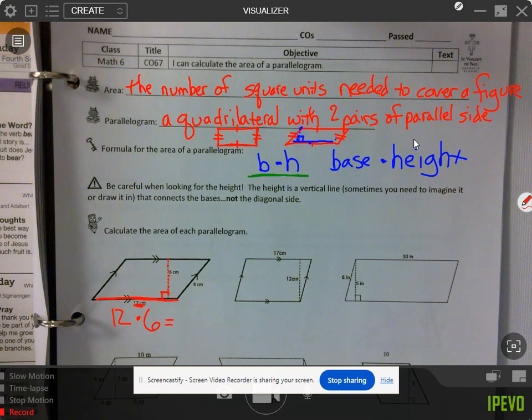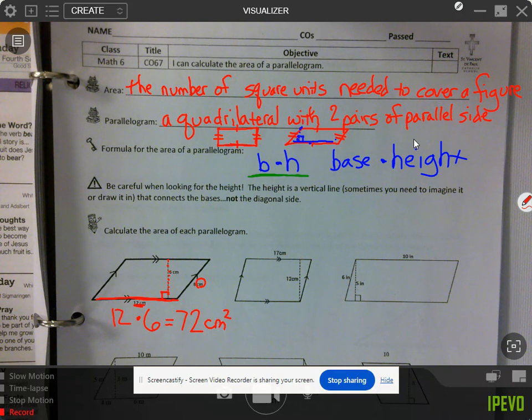What is 12 times 6? Liam? 72. 72. So because I have my measurement here, I know it's centimeters. I'm going to say centimeters squared. It is 72 centimeters squared.